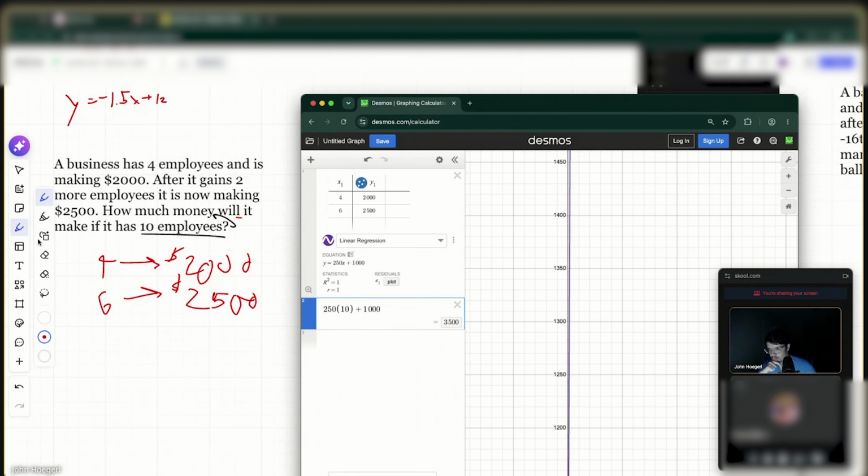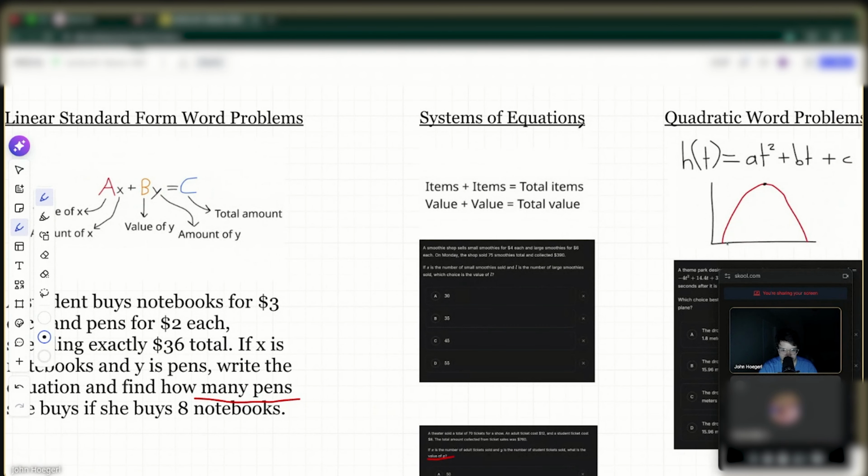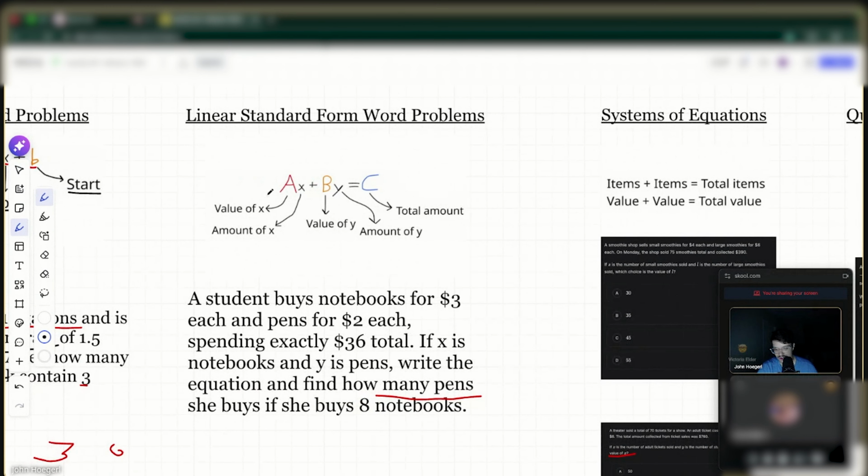So that is the amount it'll make once it finally gets to 10. But now let's move on to linear standard form word problems. This is not really that often. It typically appears as a system of equations instead, so this is really where we're going to be seeing most of this. But it could theoretically just appear as one.